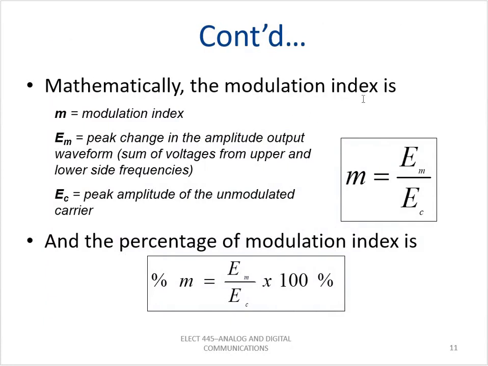Mathematically, the modulation index m is EM divided by EC, where EM is the peak change in the amplitude of the output waveform, the sum of the voltages from the upper and lower side frequencies, and EC is the peak amplitude of the unmodulated carrier. So we get the modulation index from this formula, and the percentage of modulation is EM divided by EC multiplied by 100.